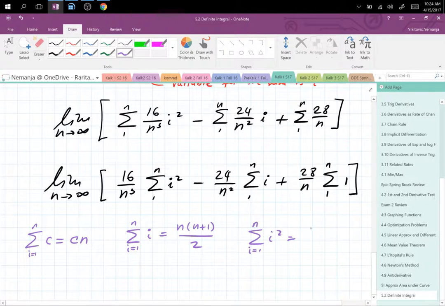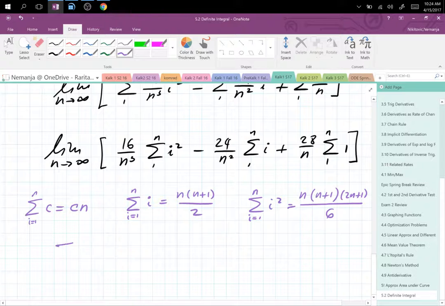Summation of i squared, that's another one we need, is going to be n times n plus 1 times 2n plus 1 over 6. And then there's one more formula for i cubed, going again from 1 to n, and that's going to be n squared times n plus 1 squared divided by 4.